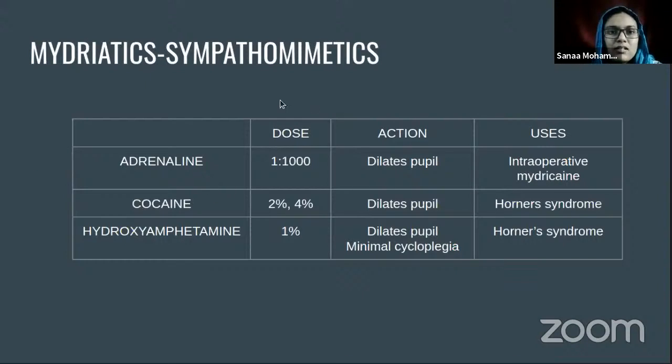These are the other sympathomimetics we should know about. Adrenaline is used in 1 in 1000 concentration, cocaine in 2% and 4% concentration, hydroxyamphetamine in 1% concentration. They dilate the pupil, and hydroxyamphetamine also produces a minimal amount of cycloplegia. Adrenaline can be used intraoperatively for inducing mydriasis, and it is also a component of Mydricaine, which is used in uveitis. Cocaine and hydroxyamphetamine can be used for the diagnosis of Horner syndrome.